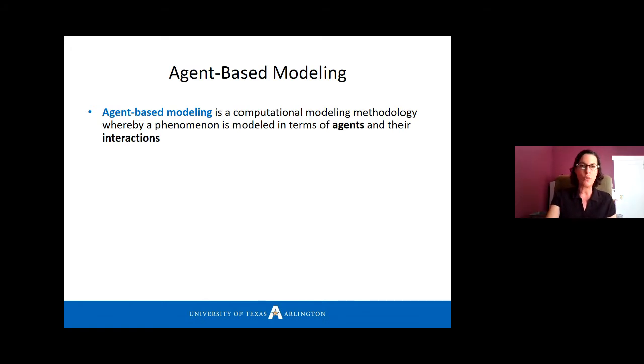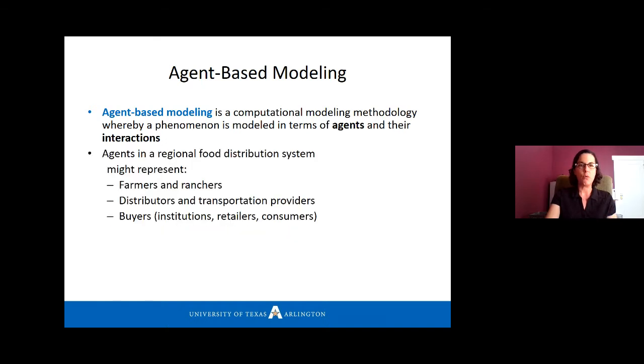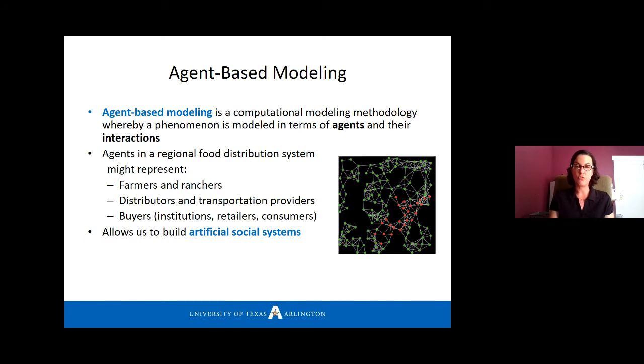In terms of agents, what do I mean? Well, with this particular project, looking at regional food supply chains, an agent might be a farmer or a rancher. So representing farmers and ranchers using a computer program, essentially, is called an agent. You could represent the distributors, transportation providers. You could even represent the buyers, so that could be institutions, retailers, or even end consumers. And so representing them all together in a computer simulation as an artificial social system.